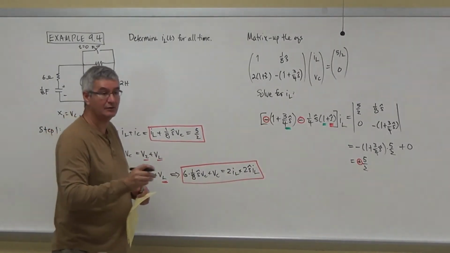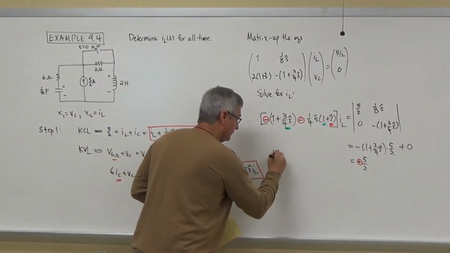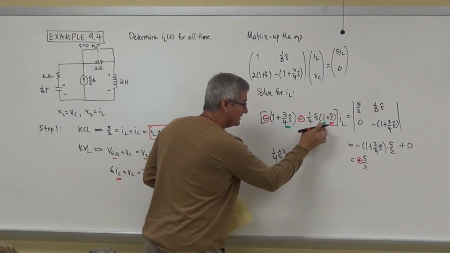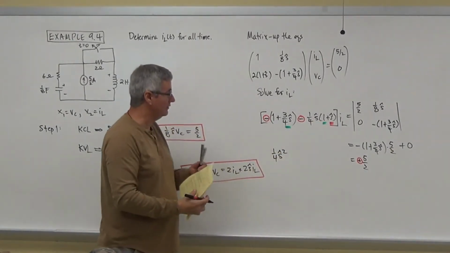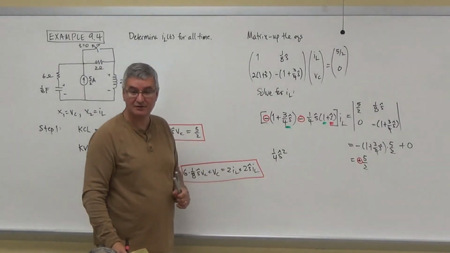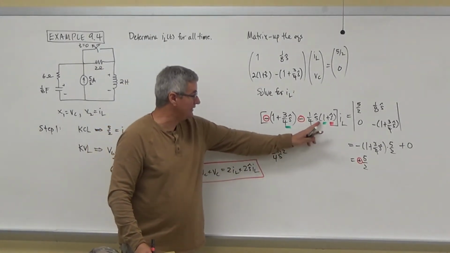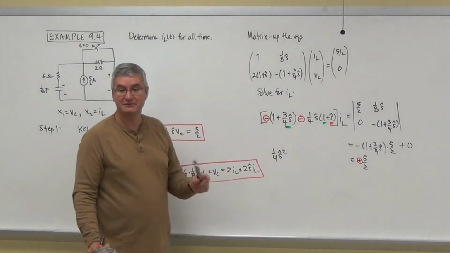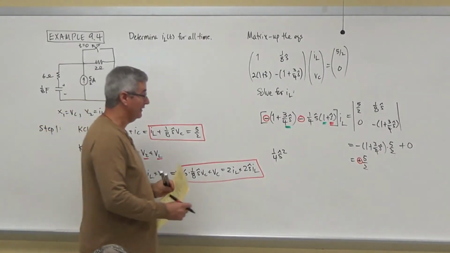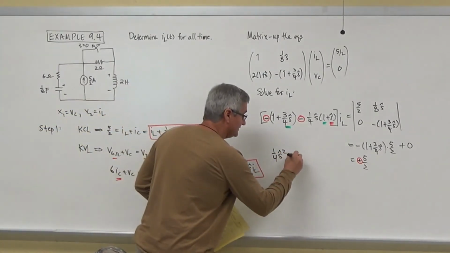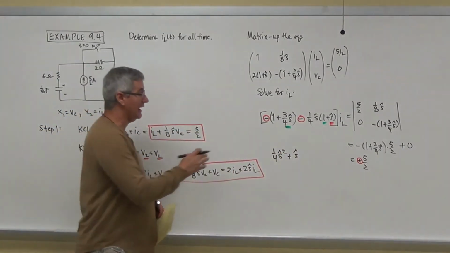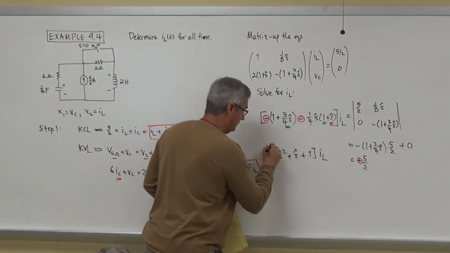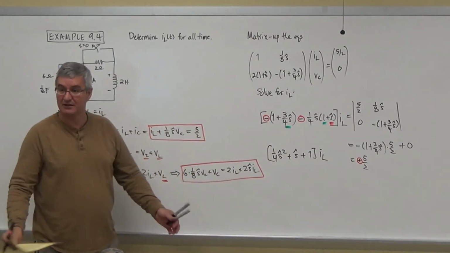So let's write it out here. I get a quarter s hat squared, that's these two terms. Then I get this guy. Look what I get here. Oh, dude, this is sweet. I get a quarter s hat plus 3/4 s hat, which gives me s hat. And then I get that one constant here, which is plus 1, and it operates on IL.